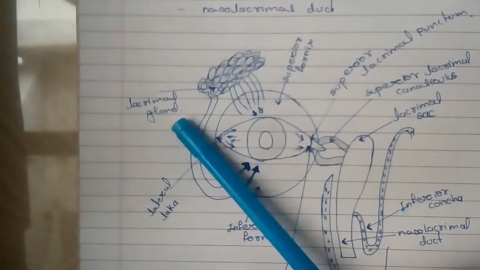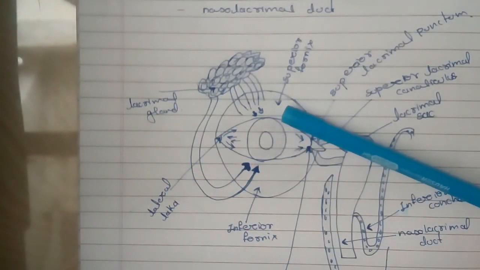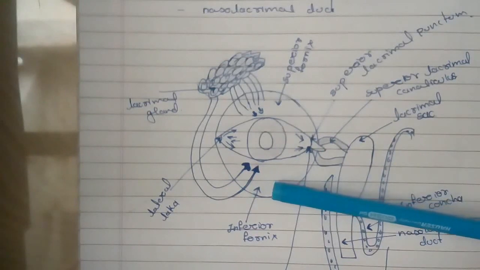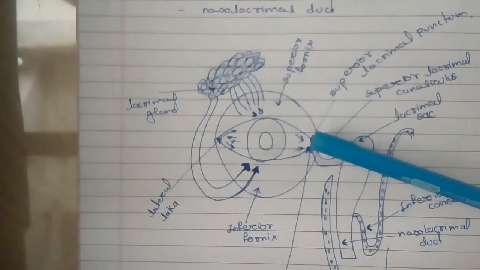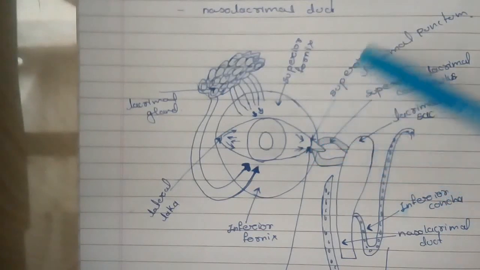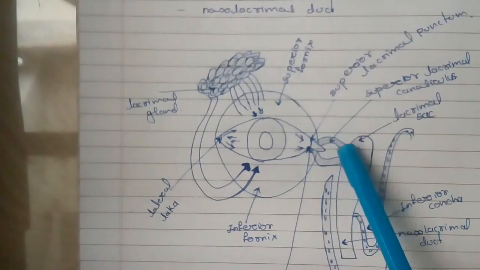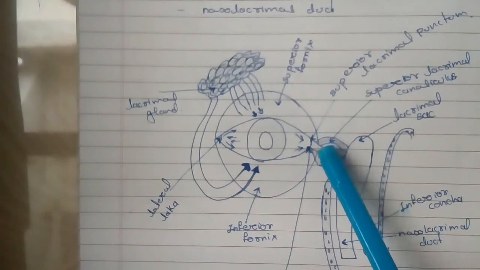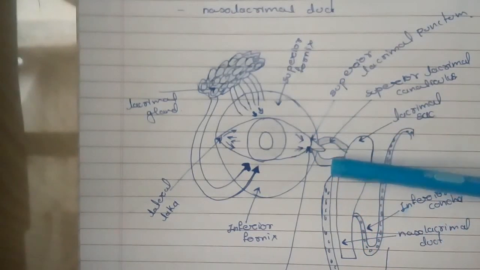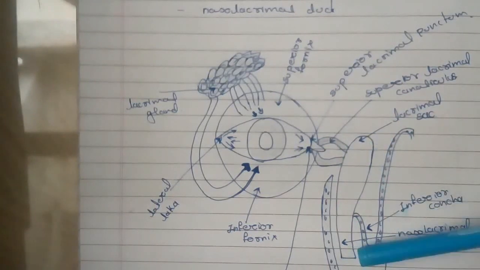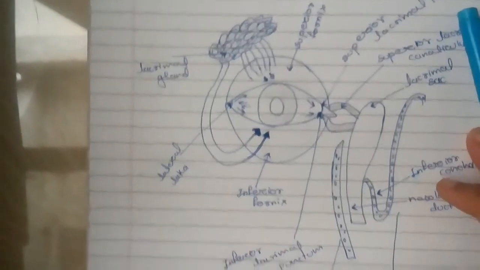Here there is the lacrimal gland, which is situated in the fossa. Here there are the superior fornix and inferior fornix. The two small openings in the upper and lower lid margin are called the punctum, superior lacrimal punctum and inferior lacrimal punctum. Here there are the canaliculi. The upper one is called superior and the lower one is called inferior canaliculus. Here there is the lacrimal sac, the nasolacrimal duct and this is the inferior meatus. This was the diagram of lacrimal apparatus.